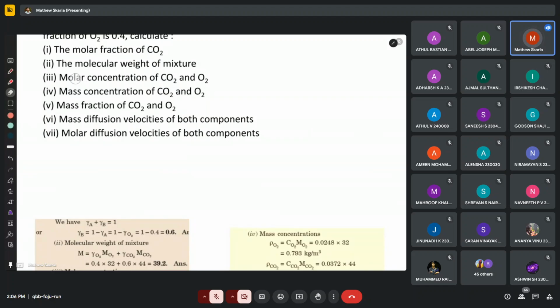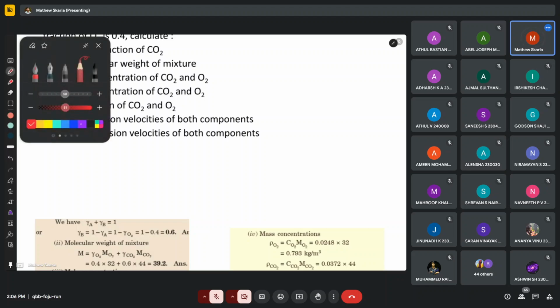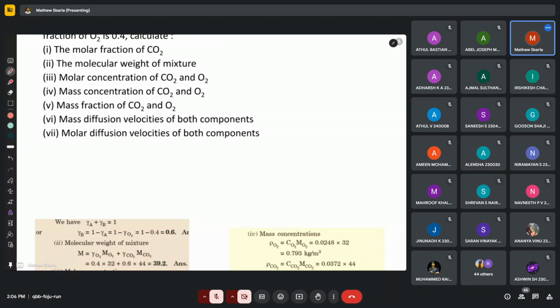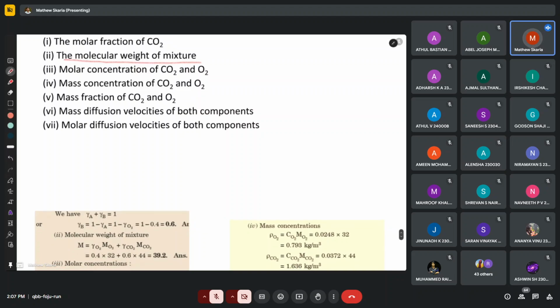Next we have to find the molecular weight of the mixture. എങ്ങനെ മിക്സറിന്റെ മോളിക്കുലർ വെയിറ്റ് കണ്ടുപിടിക്കാം? അപ്പോൾ അതിന് നമുക്ക് മാസ് എടുക്കാം. So mass of the mixture is equal to mass of species A, that is oxygen, plus mass of carbon dioxide. So total mass is equal to mass of the individual gases.